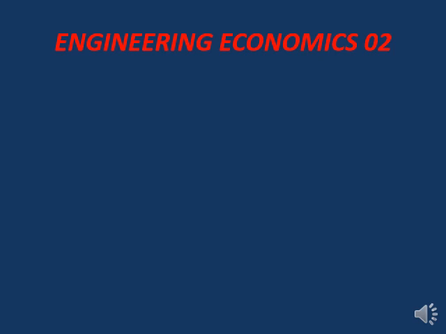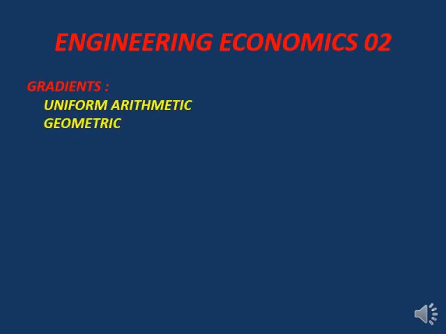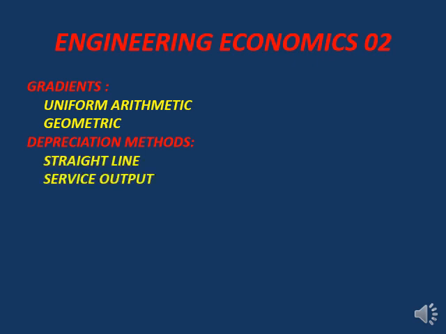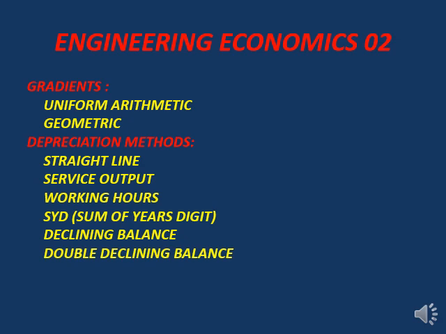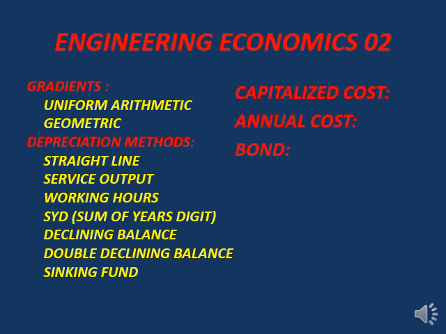So basically, in Engineering Economics 2, we'll discuss the gradients, which are the uniform arithmetic and the geometric gradient. We will also discuss depreciation methods: the straight line, the service output, the working hours, the sum of years digits, the declining balance method. We also have the double declining balance method. And finally, under depreciation, we'll discuss the sinking fund method. We'll also discuss the concept of capitalized cost, the concept of annual cost, and the concept of bond.